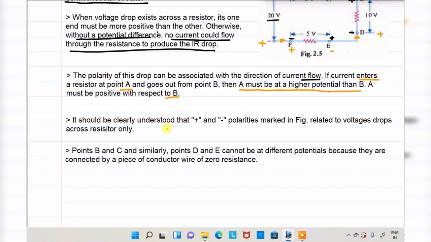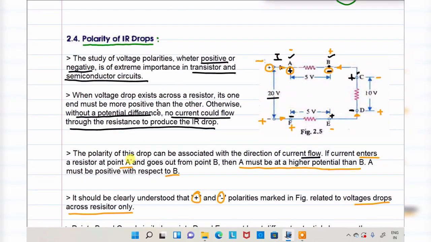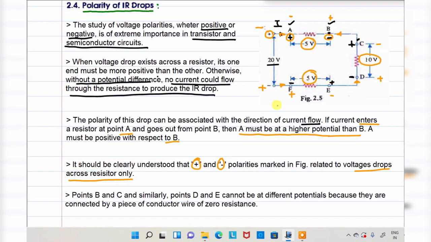Now you should clearly understand that the plus and minus polarity marked in the figure is related to the voltage drops across the resistor only. This polarity means it is a 5 volt voltage drop here, 10 volt voltage drop here, 5 volt voltage drop. These particular polarities are of the voltage drops only.